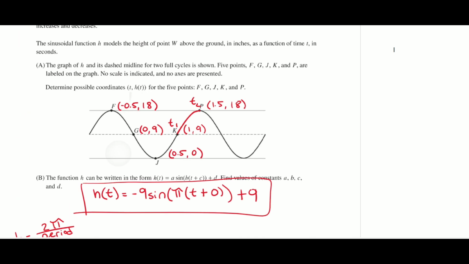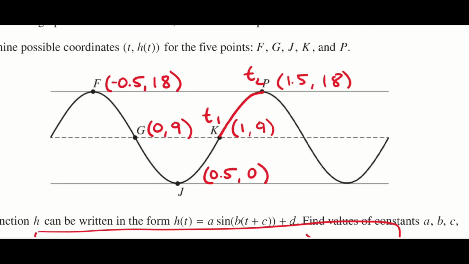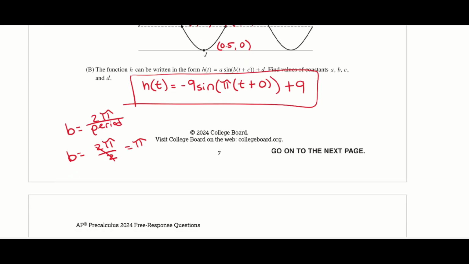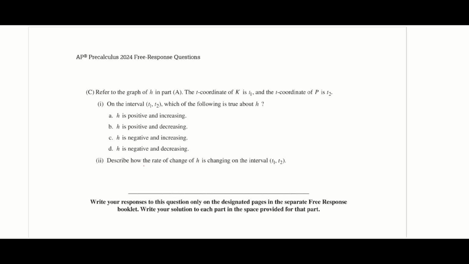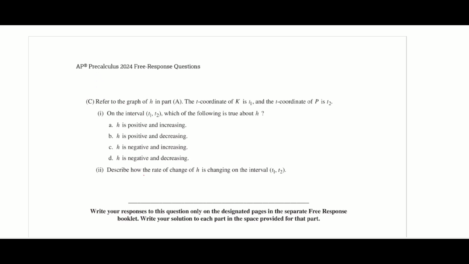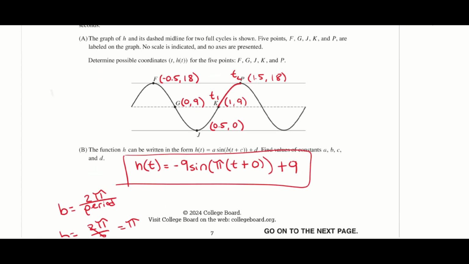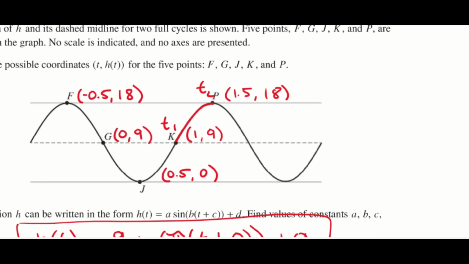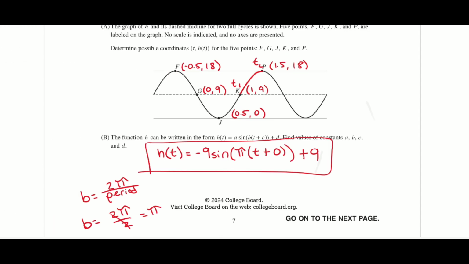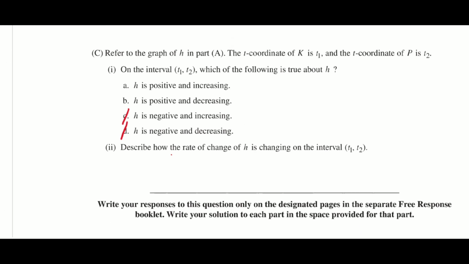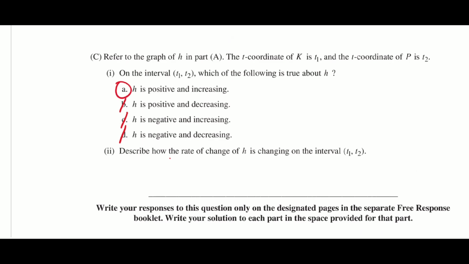Okay. So our y values are always positive since it's from 0 to 18 feet. So it's always positive. It's not going below the ground. So we can cancel out the ones that say negative. And then now we have to see if it's increasing or decreasing. And the y value is going from 9 to 18. So it is increasing. So the answer is A.